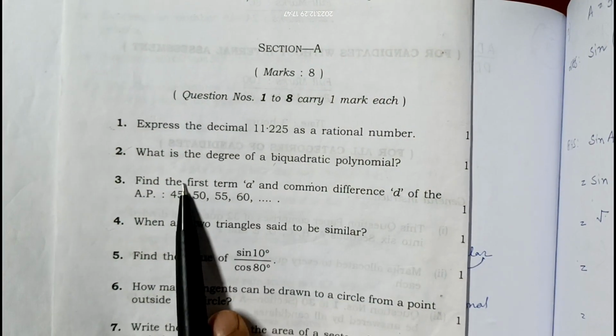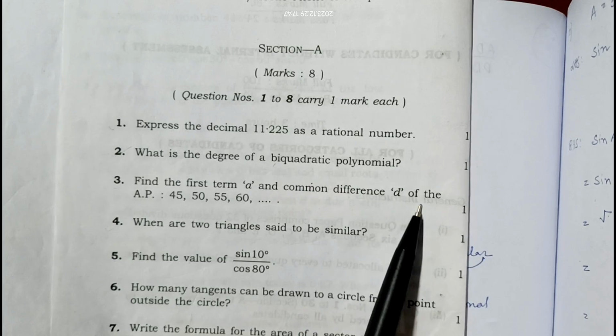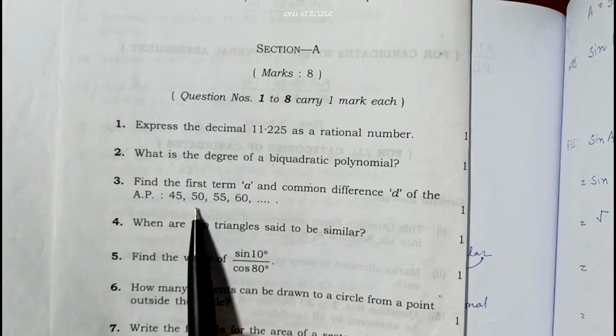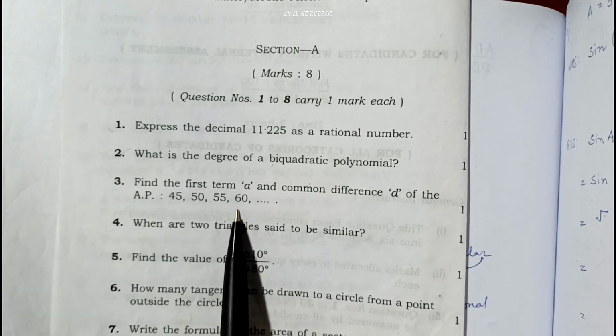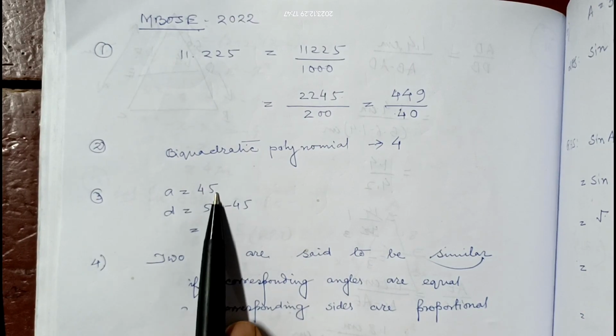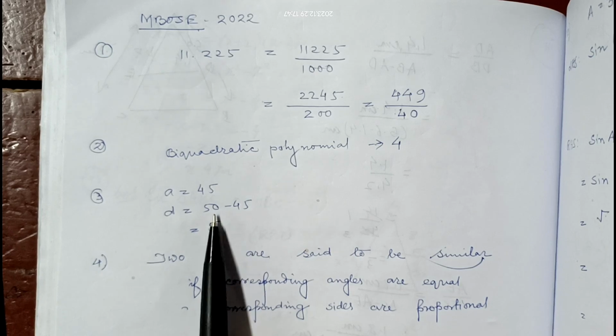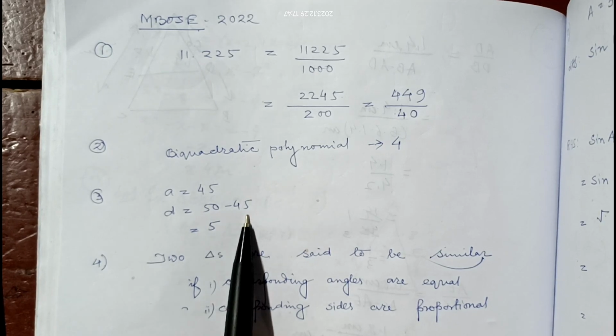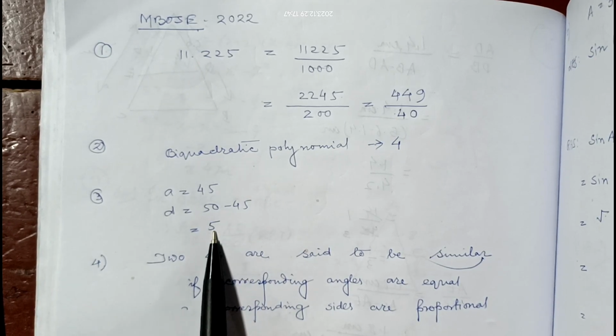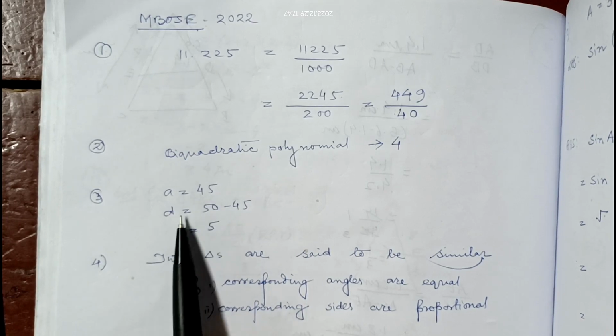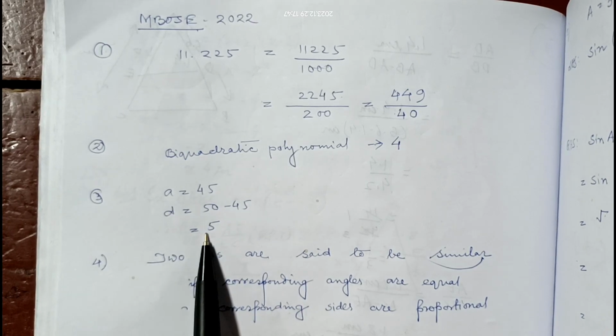In question number 3, it is given, find the first term and the common difference d of the AP 45, 50, 55, 60. Here, first term is a, that is 45, and common difference will be second term minus first term. Here, second term is 50, first term is 45. If we subtract, we will get 5. Therefore, first term is 45 and common difference is 5.